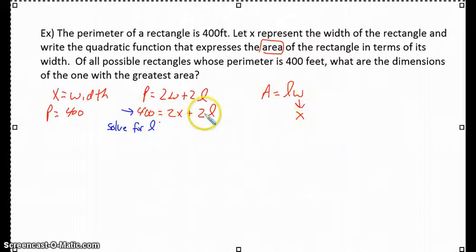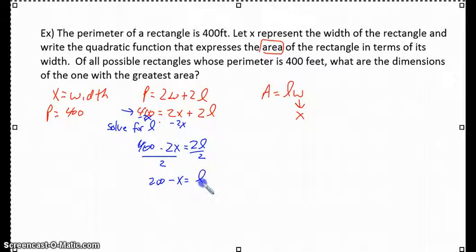So let's solve this equation for L. So I'd subtract 2x. So 400 minus 2x is equal to 2L. Then I divide by 2. I get 200 minus x equals L. So let's put that into my formula here. Area equals the length, 200 minus x, times the width, which was already x.